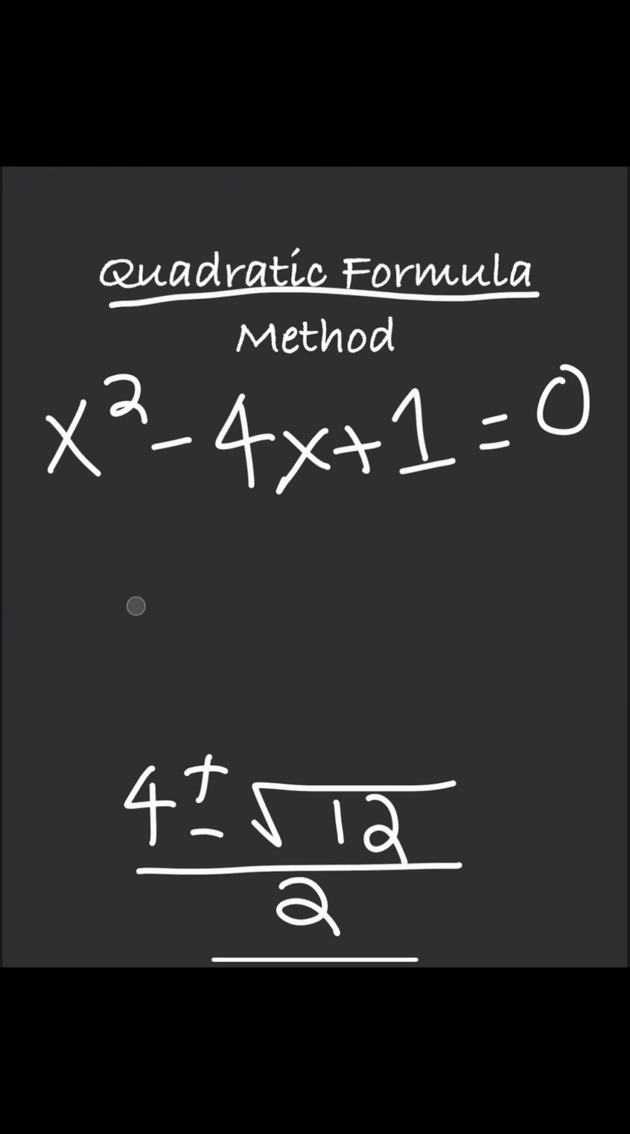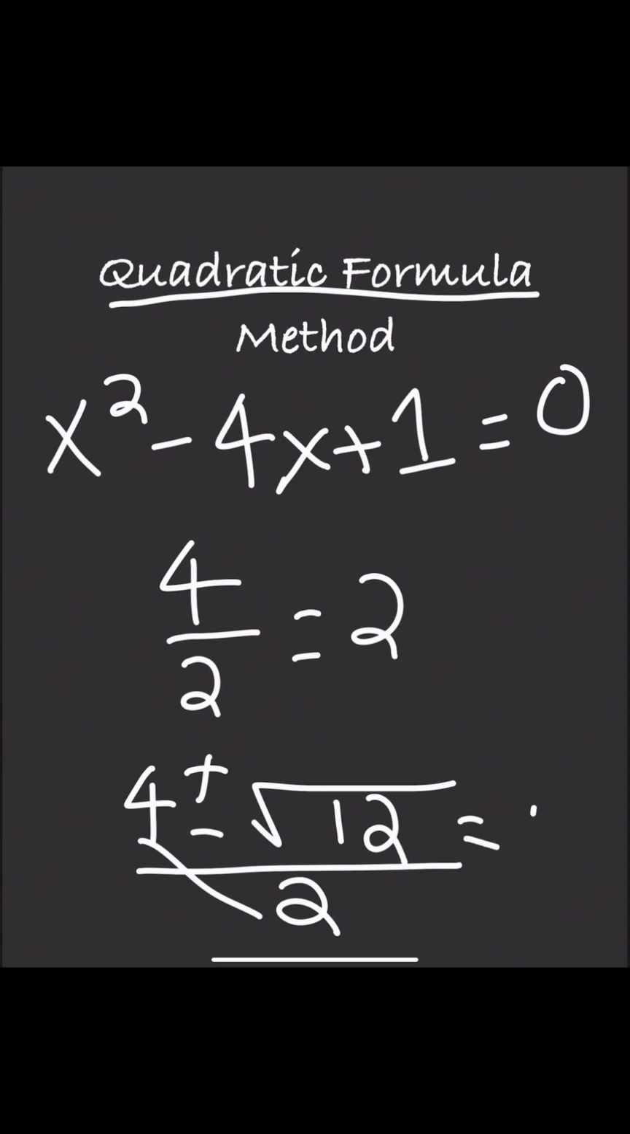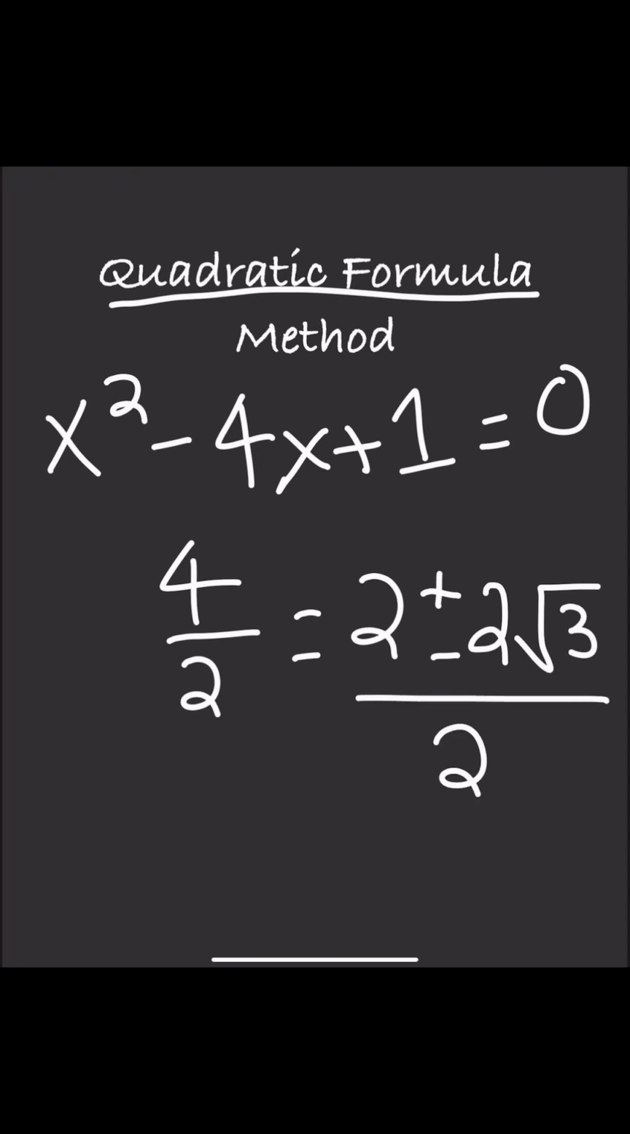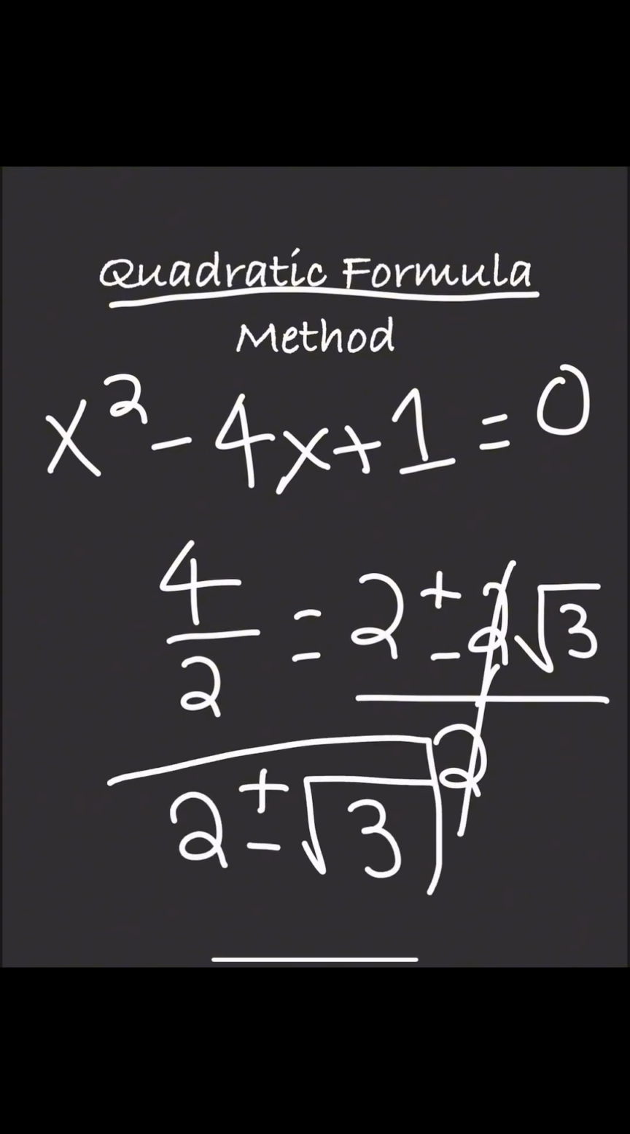Now, you have 4 divided by 2, which equates to 2. Now that you know this, you are going to have your square root of 12. There's no square root of 12, so you're going to factor out 4 times 3. Square root of 4 is 2, but there's no square root of 3, so we're going to leave that inside. So we're going to have 2 plus minus square root of 3 with our 2 on the outside. And we can further simplify. 2 divided by 2 is 1. So 2 plus minus square root of 3 is our answer.